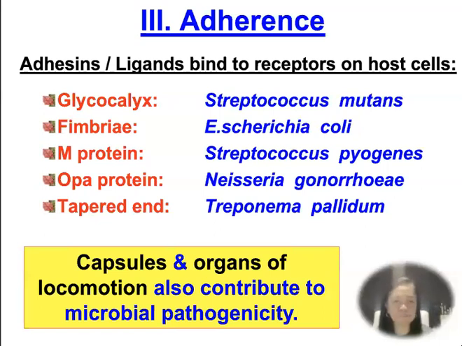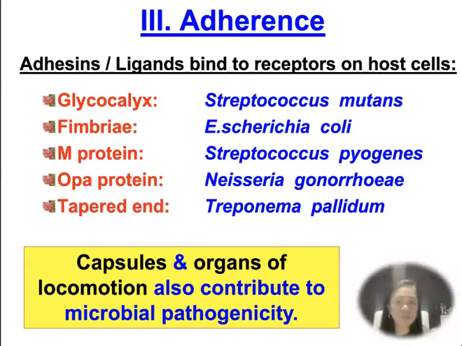Leptospira. Okay? And then of course, aside from their adhesins, structures like the capsules or the glycocalyx are also able to contribute to microbial pathogenicity. Kasi nga, di ba, pag encapsulated, hindi ito basta-bastang digest ng ating mga phagocytes.